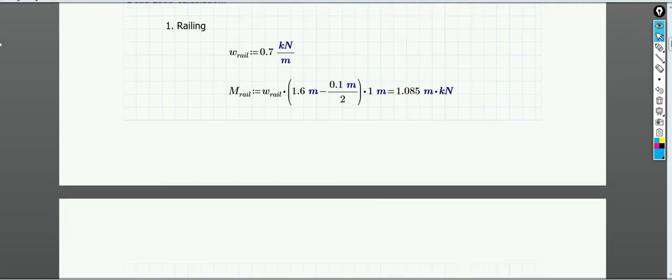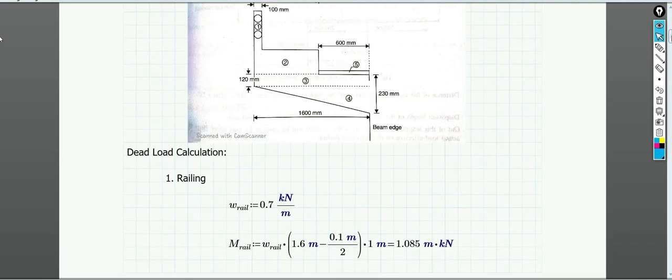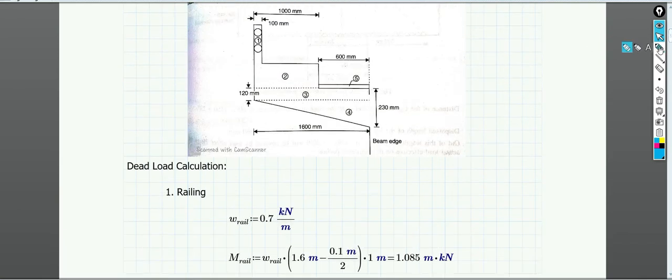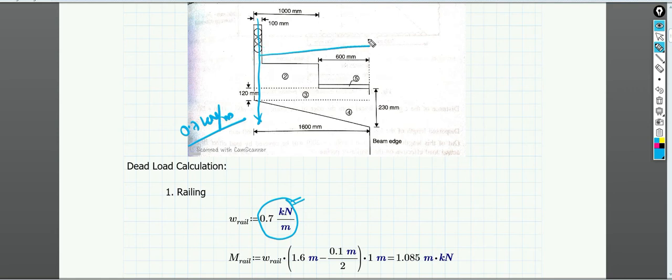First of all, let's find out what is the dead load. So the loads will be from the railing. The railing load is assumed to be 0.7 kilonewton per meter. Okay, so this load is going to act at the center of this 100 mm. So this is 0.7 kilonewton per meter, and if I want to find out the moment, then this will be the lever arm, and this lever arm will be nothing but 1.6 meter, because the total length is 1.6 meter minus 0.05.